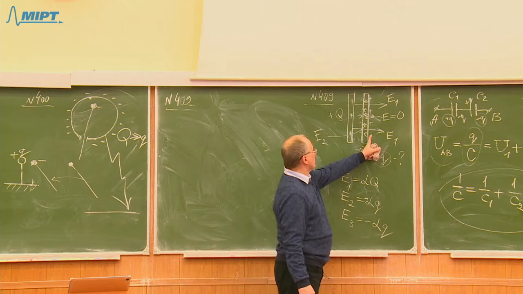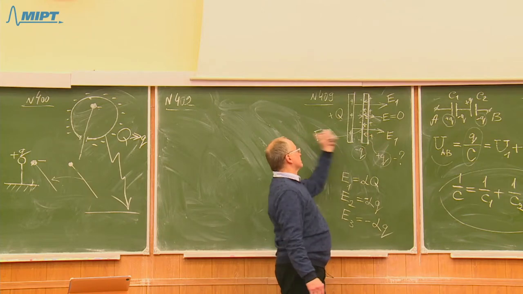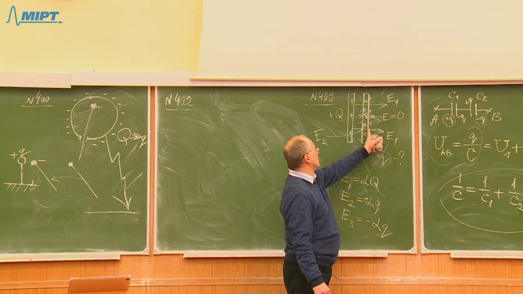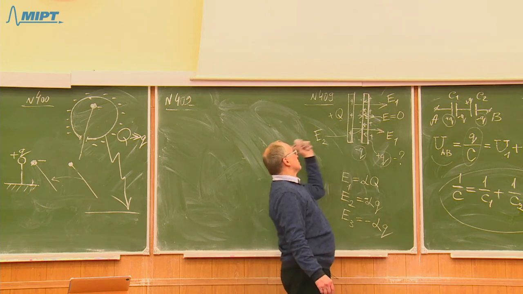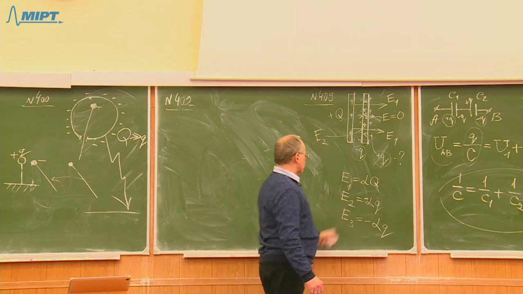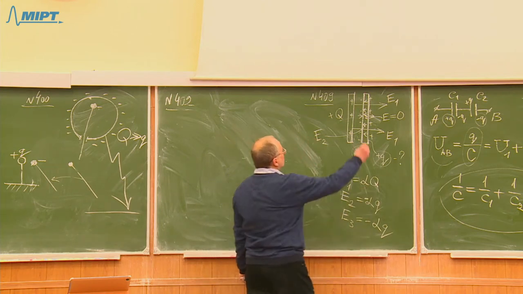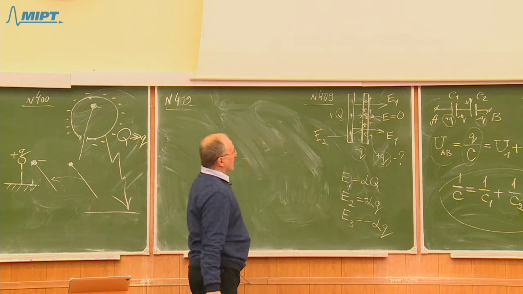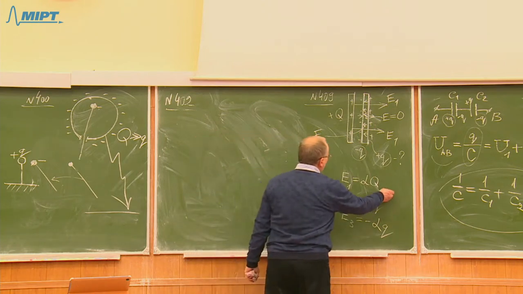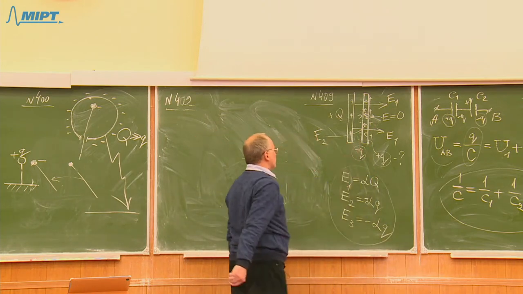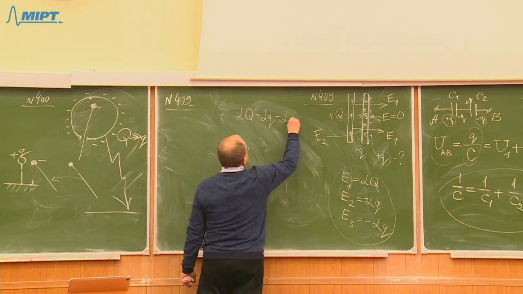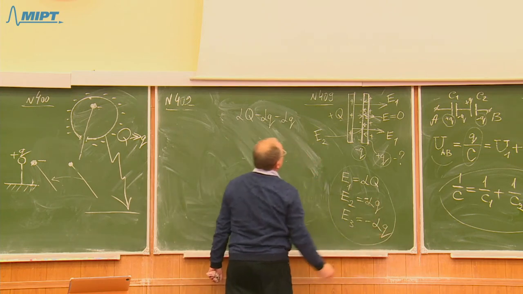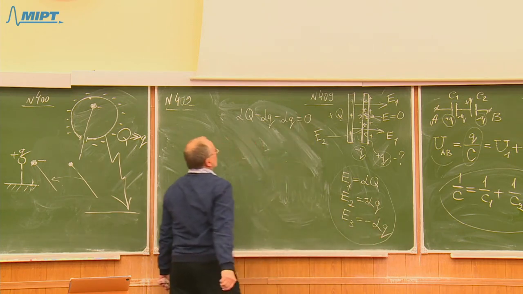The charge is positive, but the field strength created by this surface is directed to the left. On the opposite surface of the same plate, the charge is negative, but the field strength is also directed to the left. So the field strength will have the same sign here. And we know that the field inside the plate, inside the conductor, must be zero. It means that the sum of all these three fields must be zero. It means that alpha Q minus alpha small q minus alpha small q, that is the sum of these terms, all this must be zero.